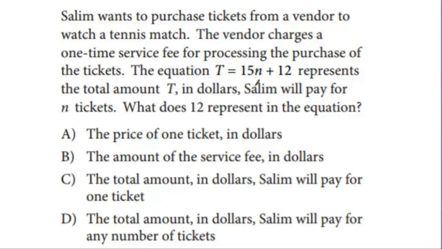So I'd say 15 is the cost of a ticket. It might be the amount of the service fee, because notice the service fee was just one time. It's charged at the beginning and then we're done. Let's look at the other ones before we completely decide on this one. The total amount in dollars that Salim will pay for one ticket, probably that's the 15. The total amount in dollars that he'll pay for any number of tickets, that would be T, because that's representing the total outcome of this equation.